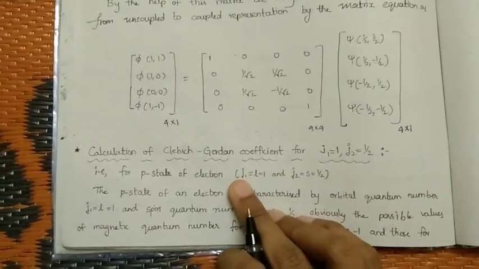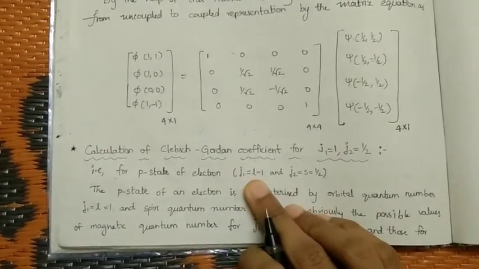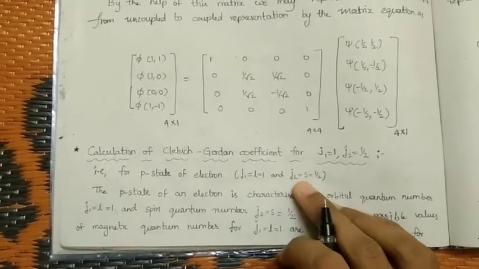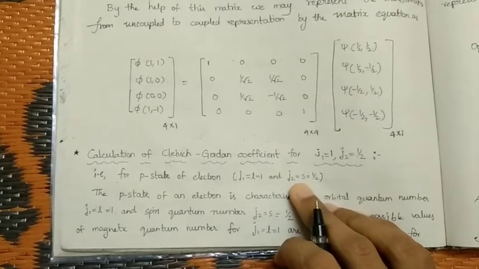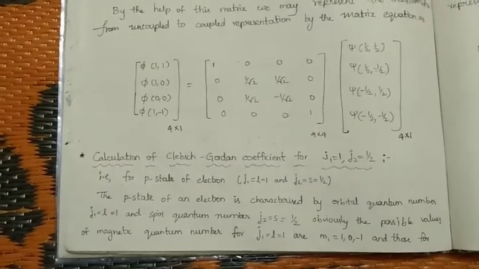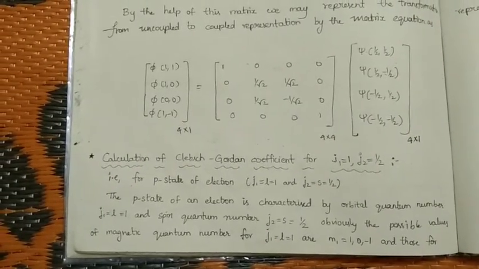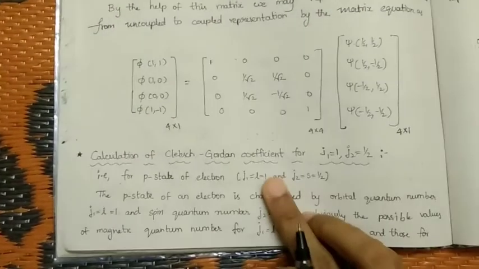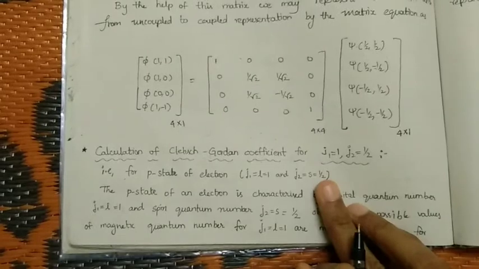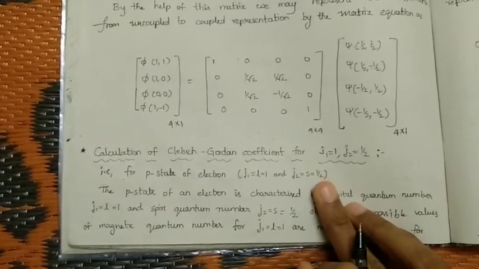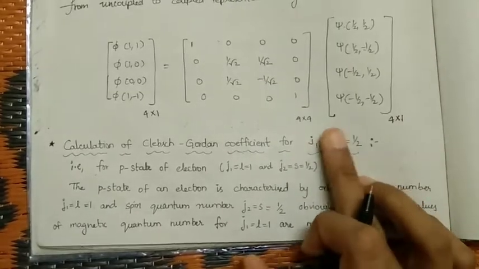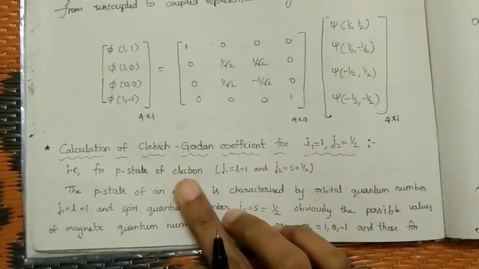So here J1 can be considered as the orbital quantum number, that is azimuthal quantum number 1, and J2 is spin, J2 equals half. If the electron is residing in a p orbital, then its L value would be 1, and if it possesses spin, it could be plus half or minus half. Hence this case can be considered as the p state of an electron.